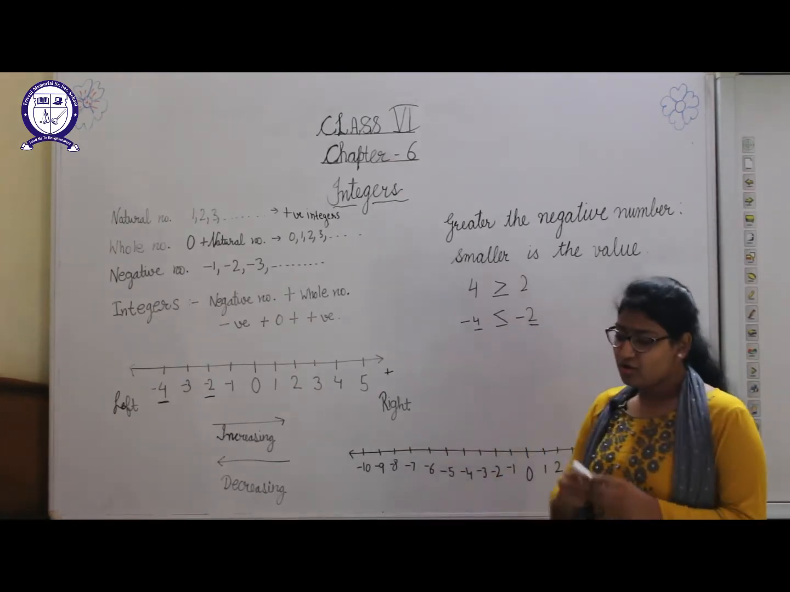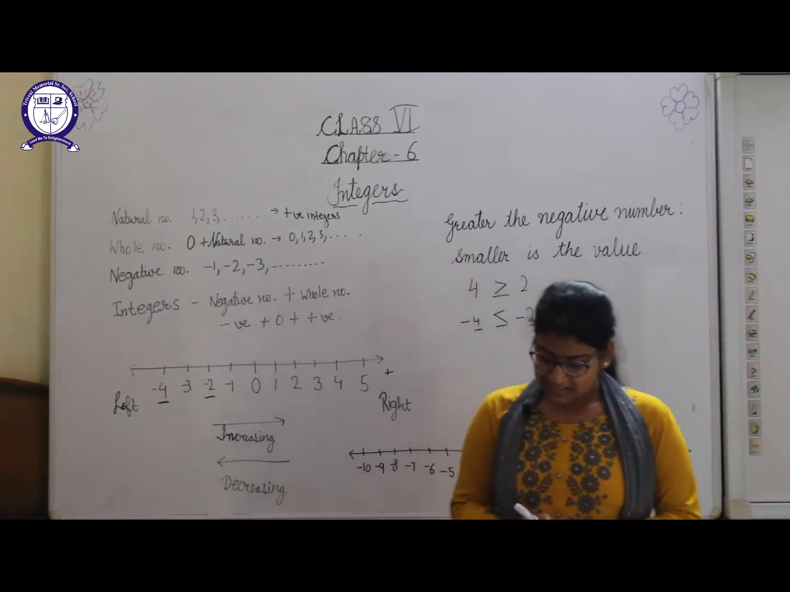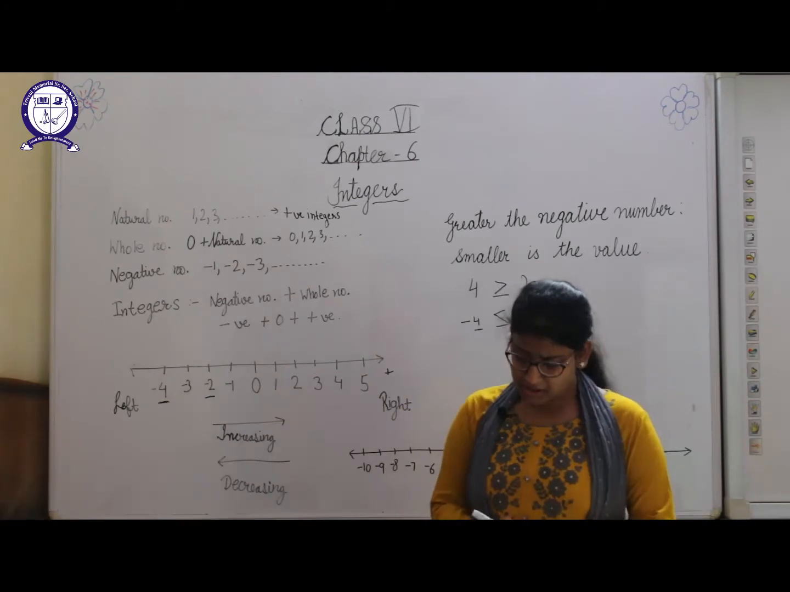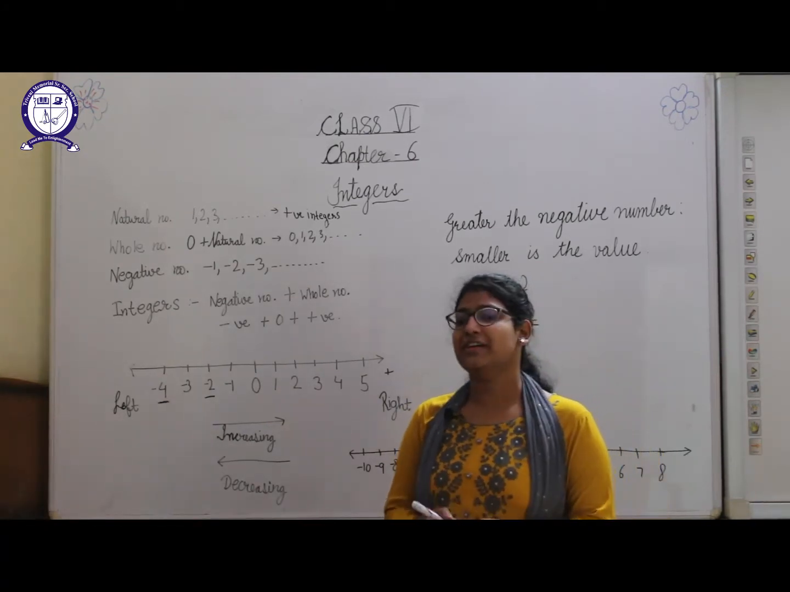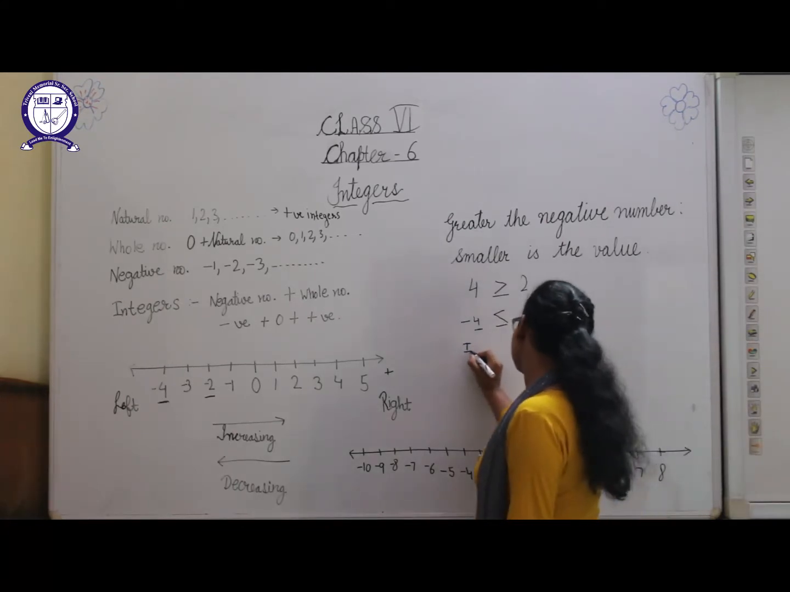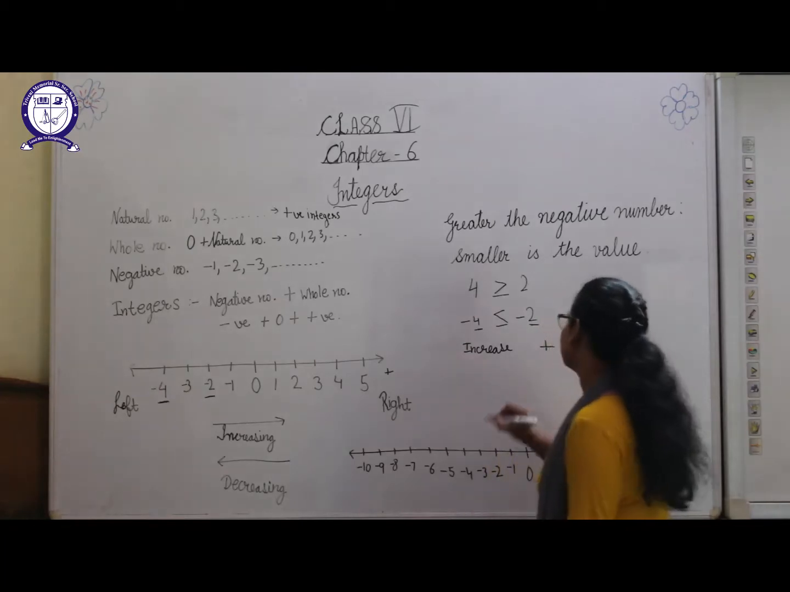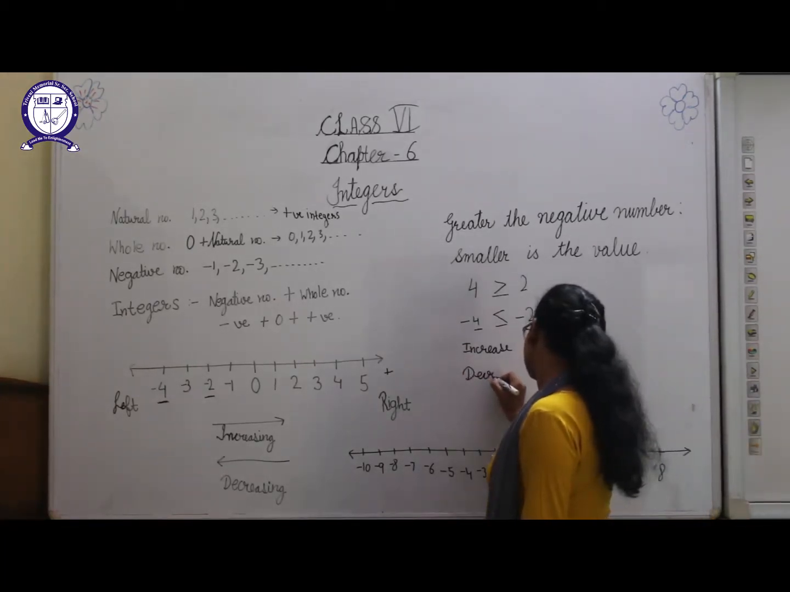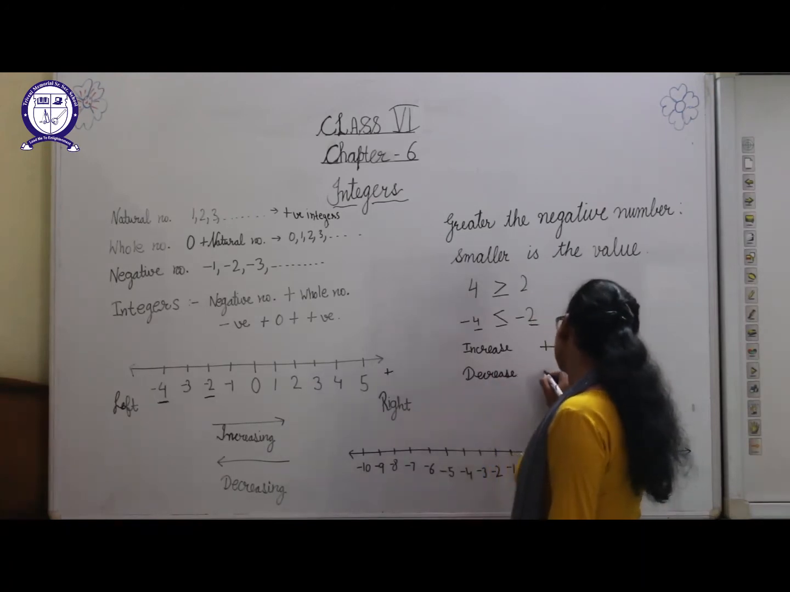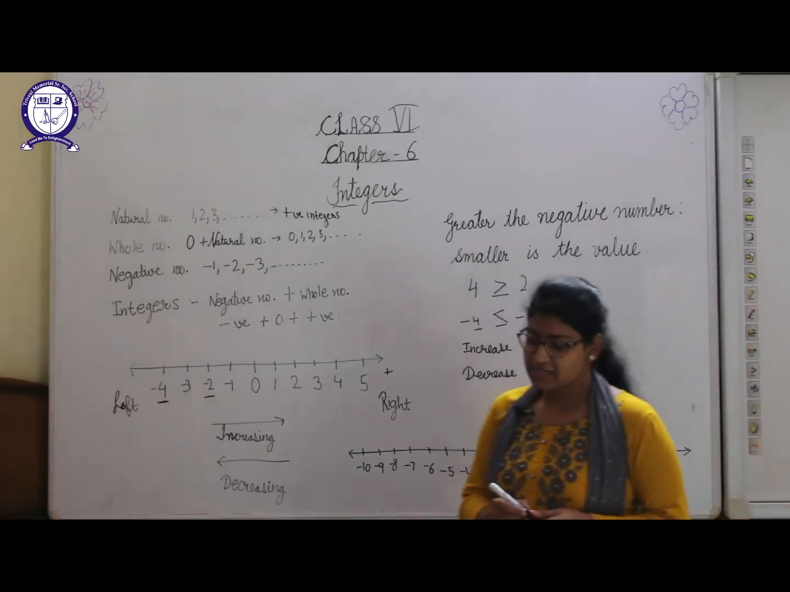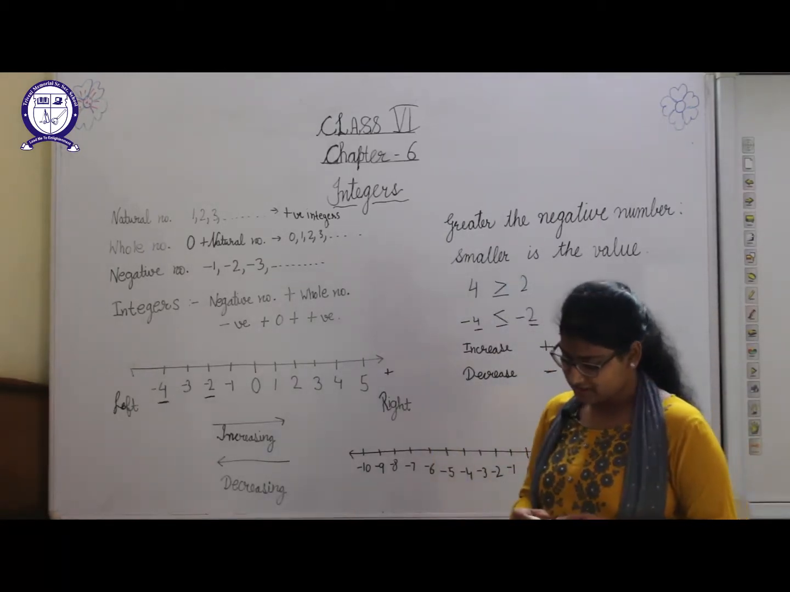Now we will do our exercise. First question is: write the opposite of the following. First part is increase in weight. Suppose we are representing increase in weight with a positive integer. So what we will do? We will represent decrease with a negative sign. So what will be the opposite of increase in weight? It will be decrease in weight.